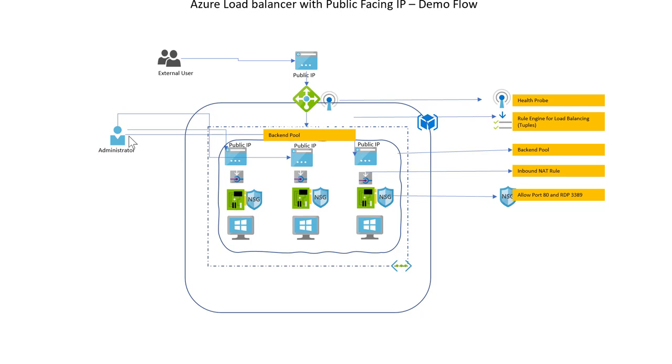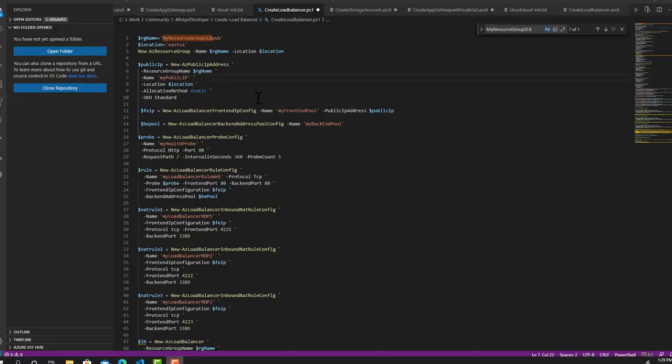Next, we will go into the demo to showcase how this sample is going to work and how we are going to host a public endpoint facing load balancer. I have the code ready in my Visual Studio Code, so I will walk you through the script.